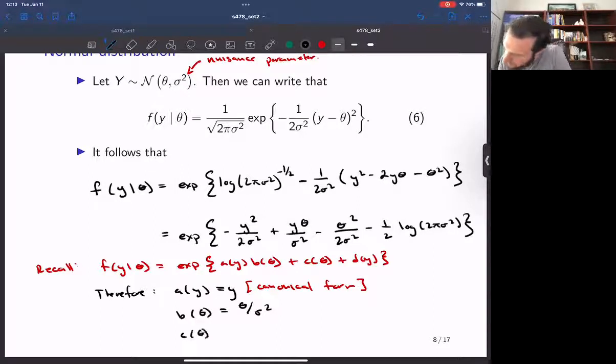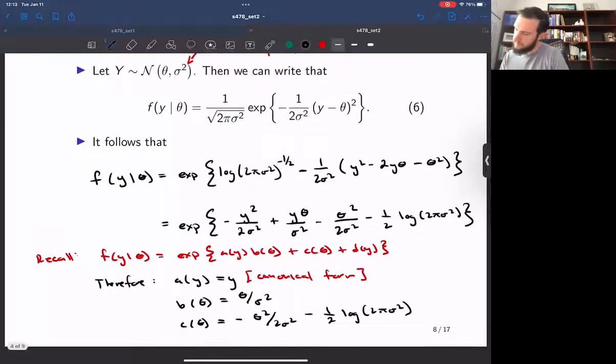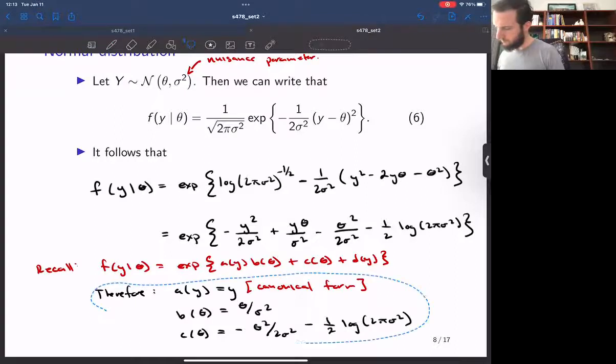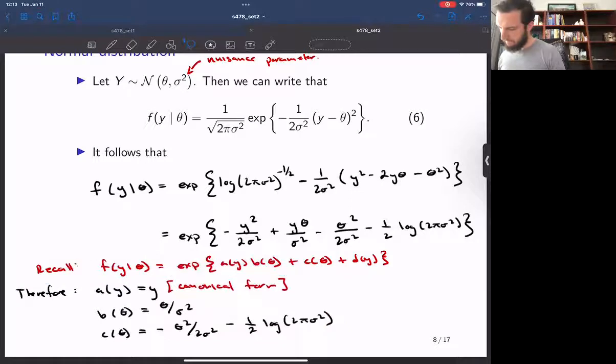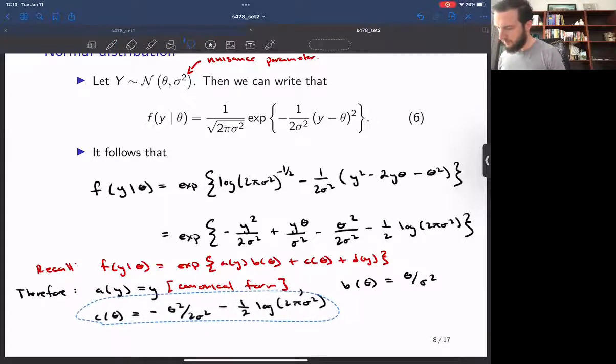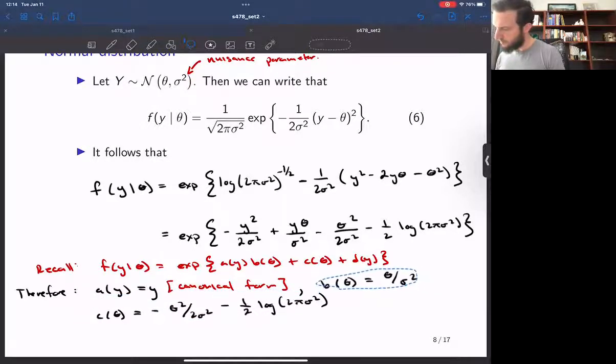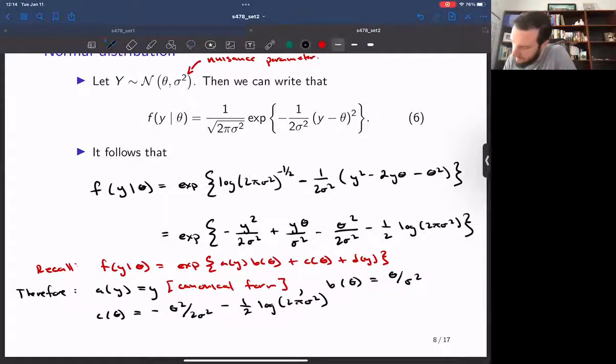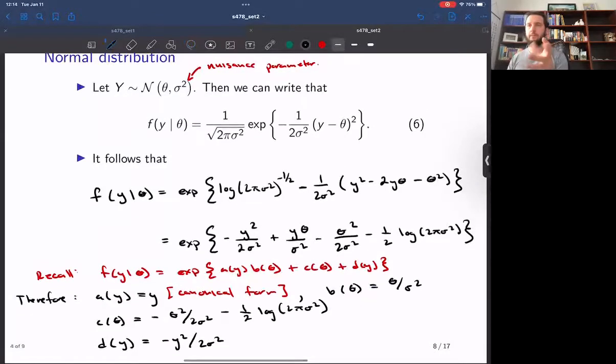Then we can write that c of theta is comprised of a couple of the nuisance parameters and some of the other terms. So this is going to be negative theta squared over 2 sigma squared minus 1/2 log 2 pi sigma squared. Okay. And then d of y is equal to negative y squared over 2 sigma squared. And again, sigma squared here is considered the nuisance parameter.